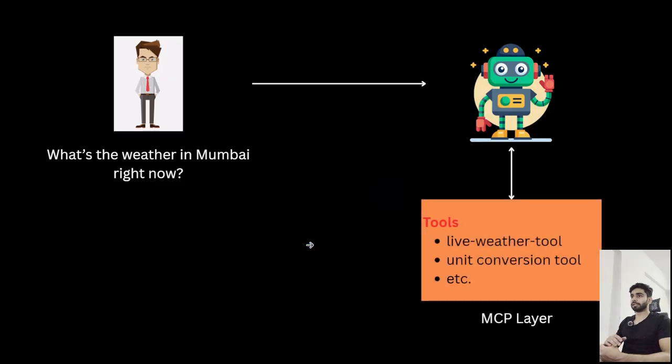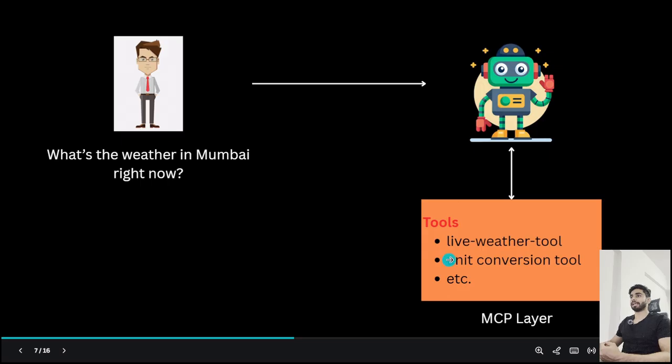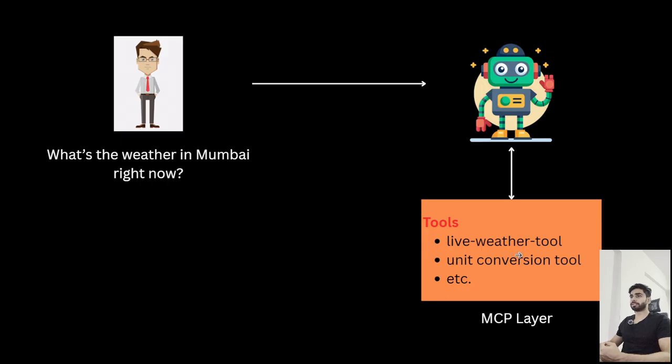Think of MCP as a layer with tools and connections. In this case, the MCP layer has a live weather tool that can fetch real-time updates from the weather API. So here is how it works. You ask the AI for the weather.